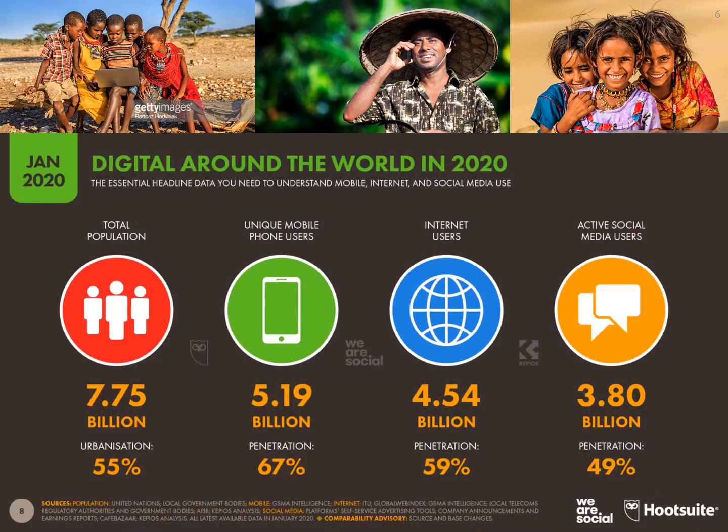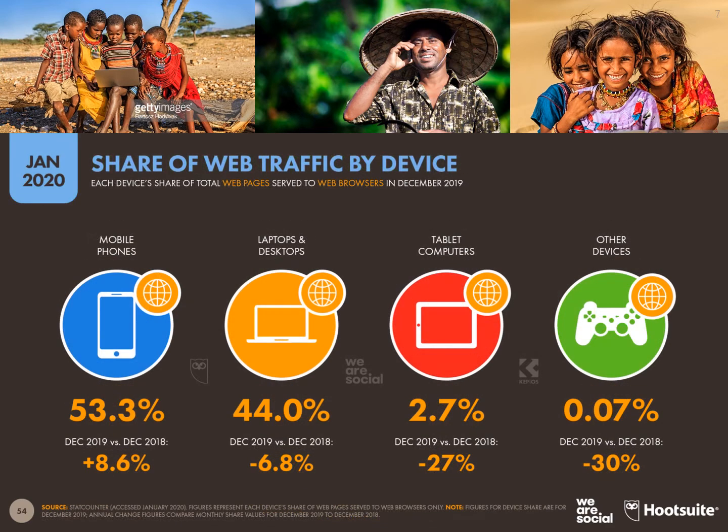Recent statistics of January 2020 show that about 67% of the world's total population use mobile phones and 59% of the world's population use the internet. From another recent statistic, we see that more than half of the global internet users use mobile phones, whereas the rest use mostly laptops and desktop computers.